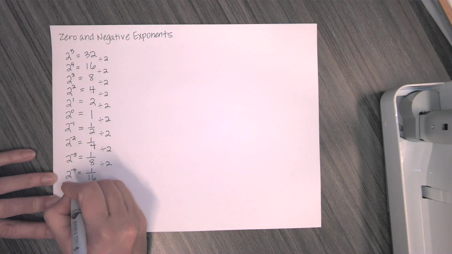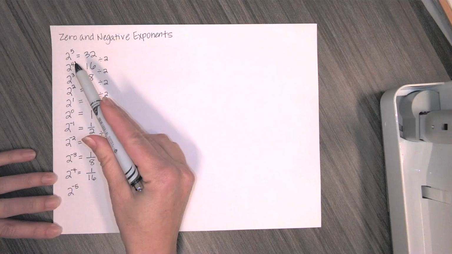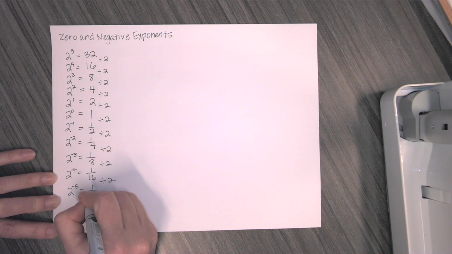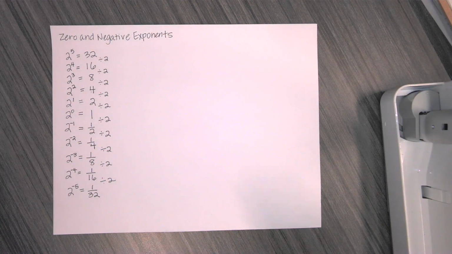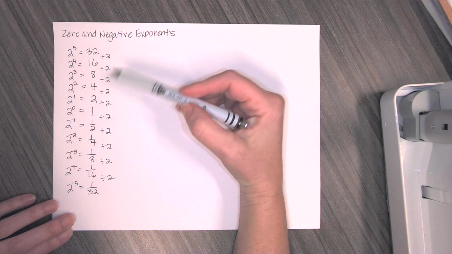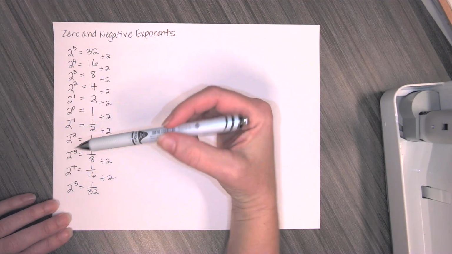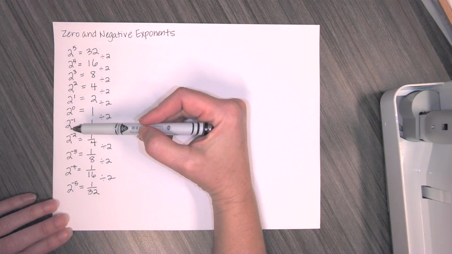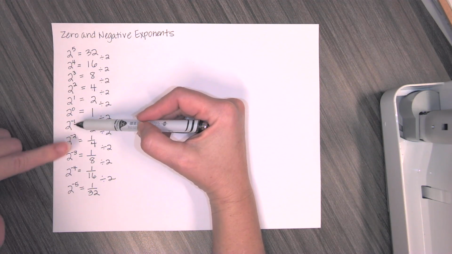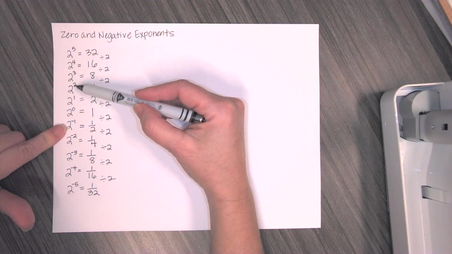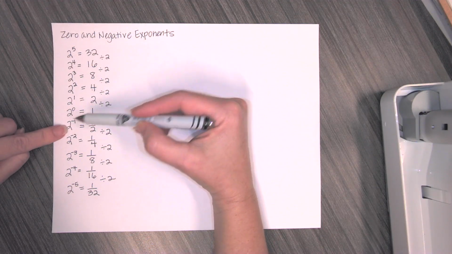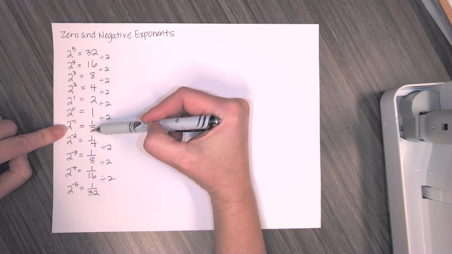And then we'll go all the way to 2 to the negative 5 since we started with 2 to the 5th. Half of a 16th is 1/32. Now notice, this is not the only pattern that we see here besides dividing by 2 each time. Notice how 2 raised to a negative exponent compares to 2 raised to the positive of those same numbers. So if 2 to the 1st is 2, 2 to the negative 1 is 1/2.